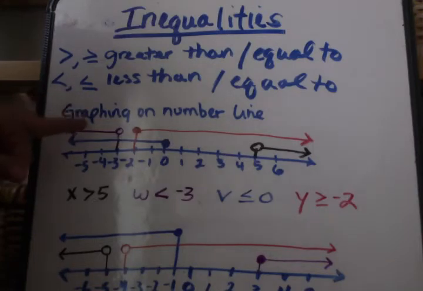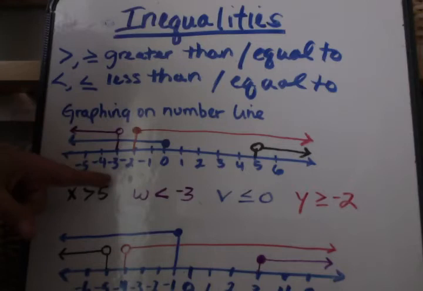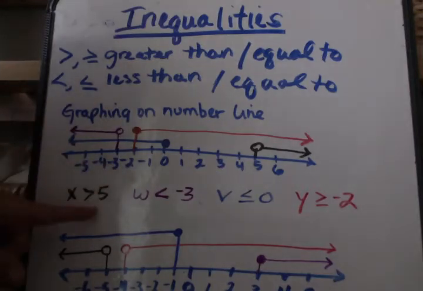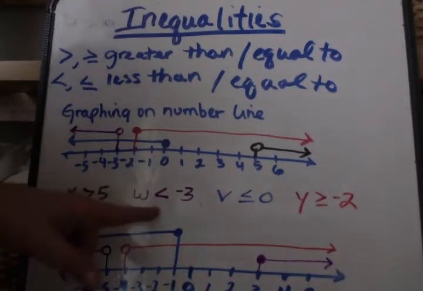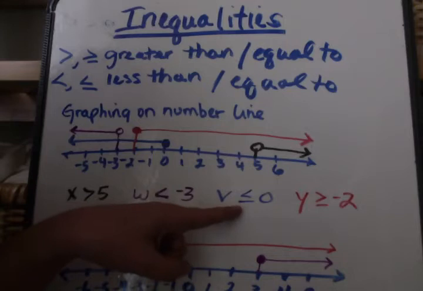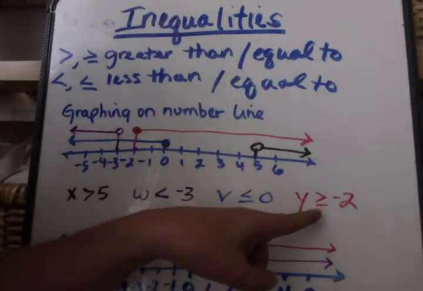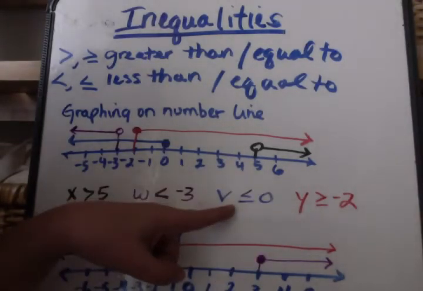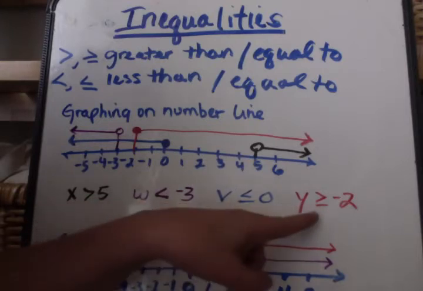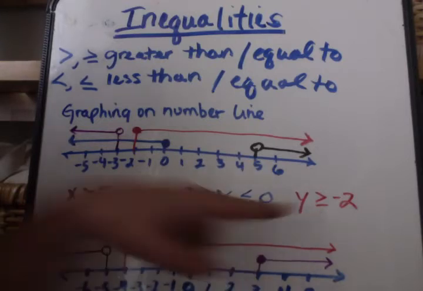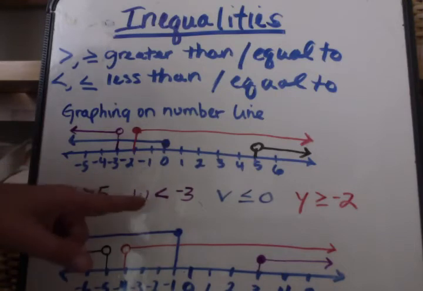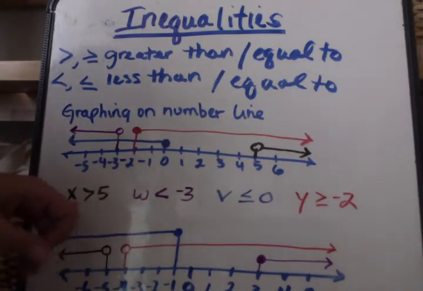One of the first things we're going to do is basic graphing on a number line, to see what some of these inequalities look like. I have three equations here: x is greater than 5, w is less than negative 3, v is less than or equal to 0, and y is greater than or equal to negative 2. We're just going to graph the range of numbers that make each inequality true.